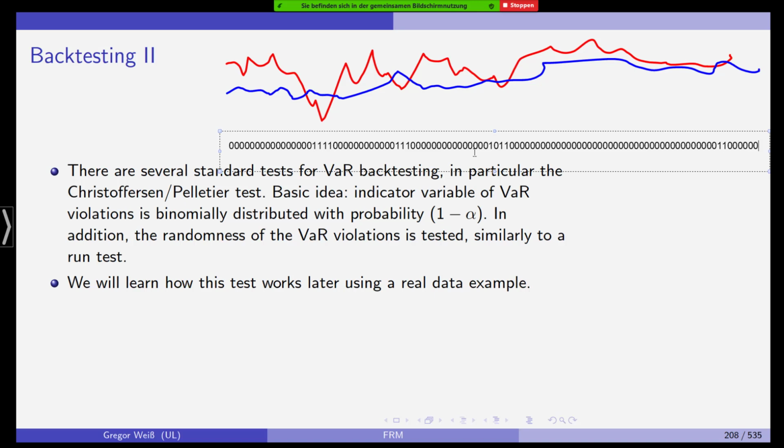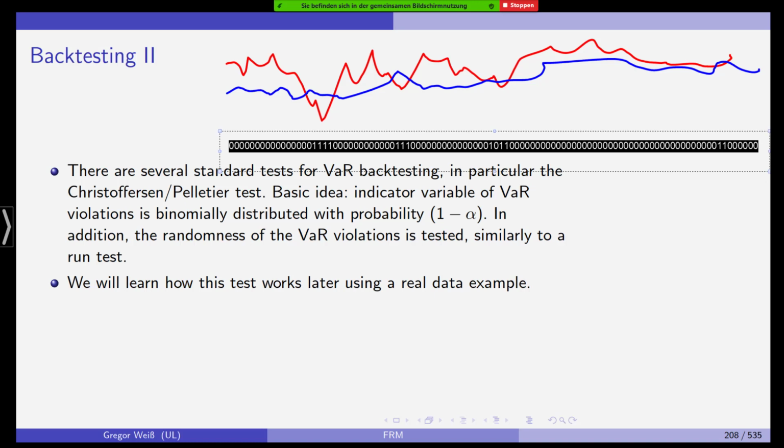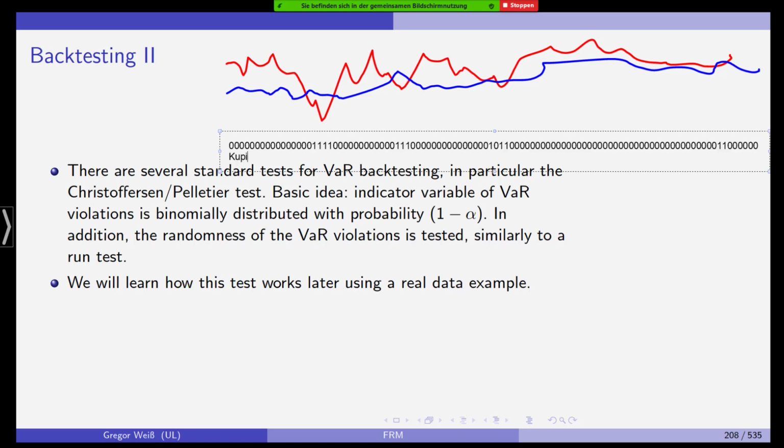0 would be no violation, 1 is a violation, and this sequence should be binomially distributed with the probability 1 minus alpha for having a 1. And then the Christoffersen test, as you can see, we have clusters here, 1, 1, 1, 1, and here. So there shouldn't be too many extreme clusters, and that's the extension of the Christoffersen test, actually. You can check for the right number of VaR violations using the Kupiec test. I should write down the name, Paul Kupiec.